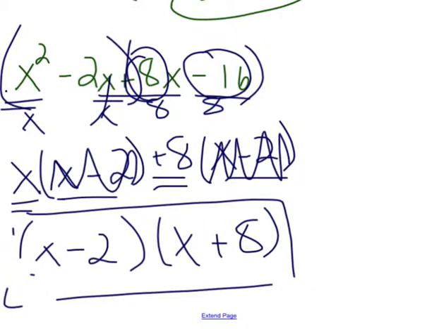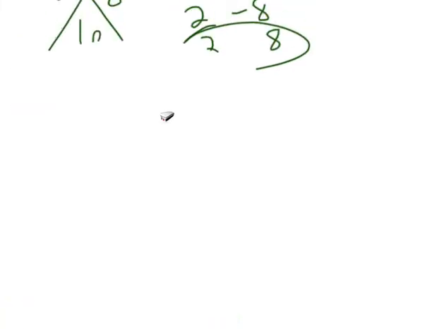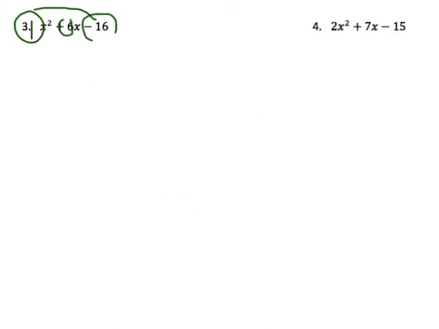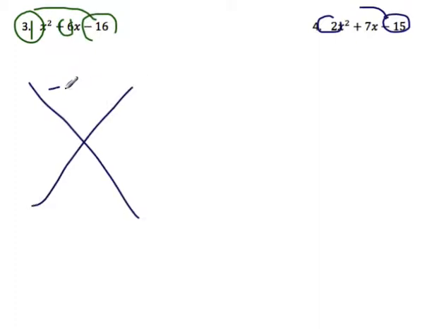So let's go ahead and take a look at number 4. So for number 4, we're going to take 2 and multiply it by negative 15. So again, we're going to have a negative top. 2 times negative 15 is negative 30, and adding to 7. So let's take a look at the things that multiply to negative 30. So we have to have a positive and a negative product because our top of our x is negative.